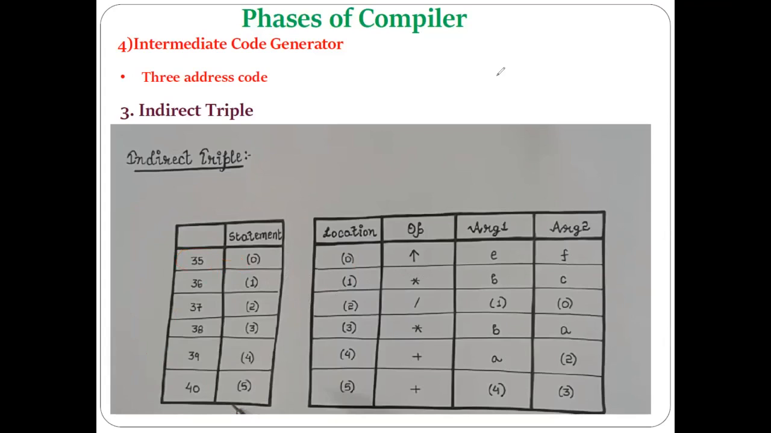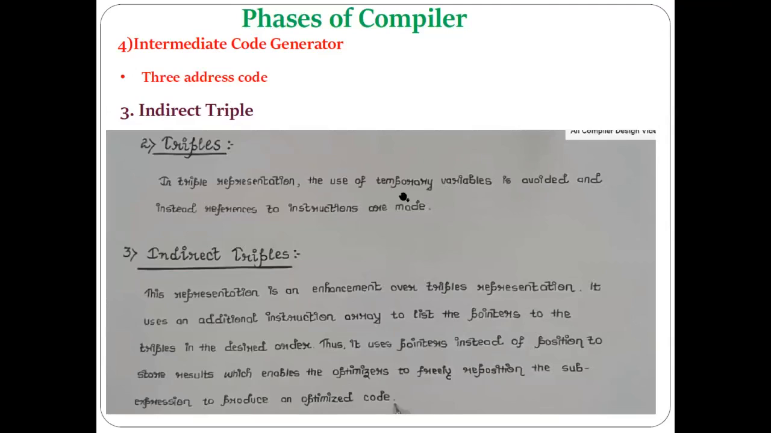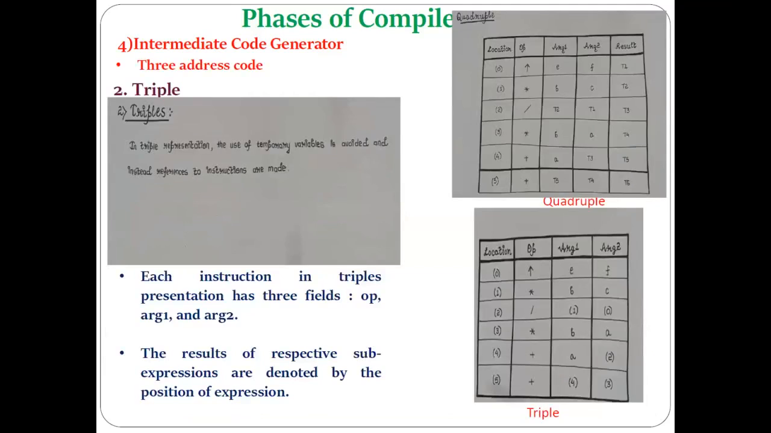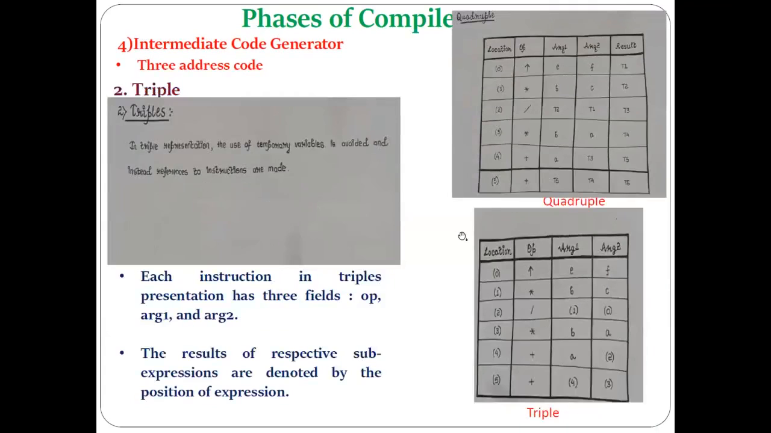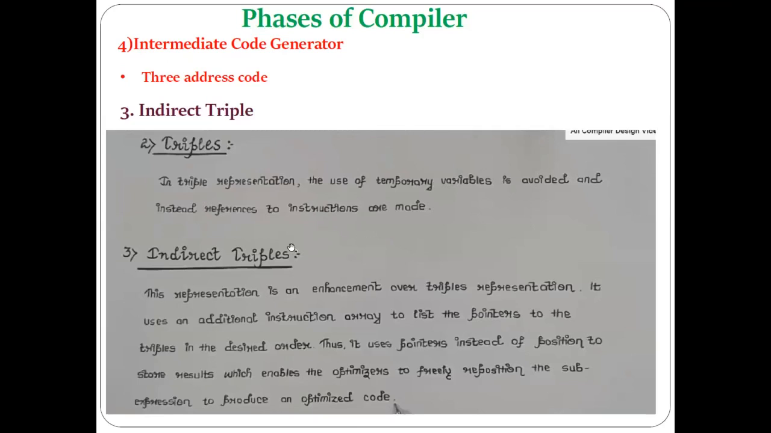Just to understand what differences there are in the different representations of three address code: first we saw the quadruple. In the quadruple, 4 fields are there, and we use temporary variables. In the triple, we avoid the use of temporary variables and use position numbers instead. And in the indirect triple, we use a pointer to point to that position number instead of using the position number itself.